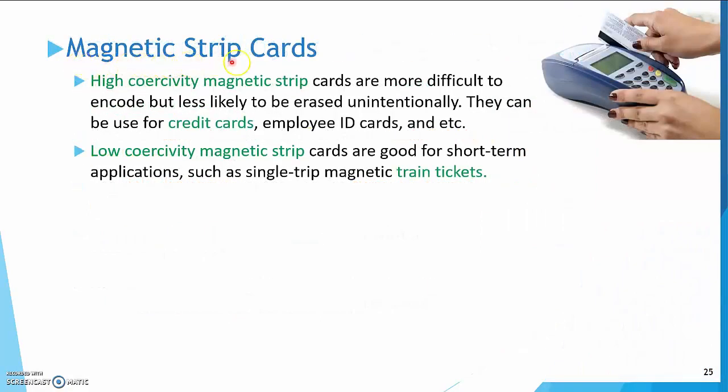There are two types of magnetic stripe cards. High coercivity magnetic stripe cards are more difficult to encode but less likely to be erased unintentionally. They may find applications in cards that need to be used frequently for a long term, such as credit cards and employee ID cards. Low coercivity magnetic stripe cards are good for short-term applications such as single-trip magnetic train tickets.